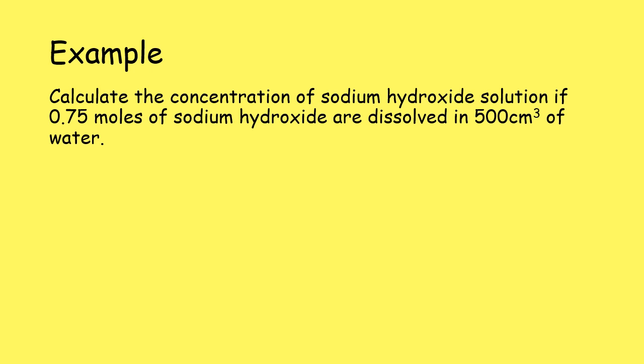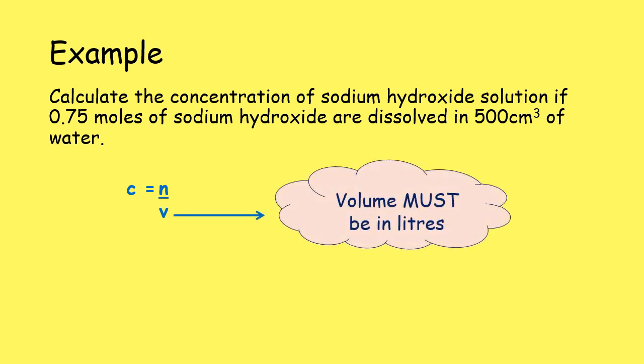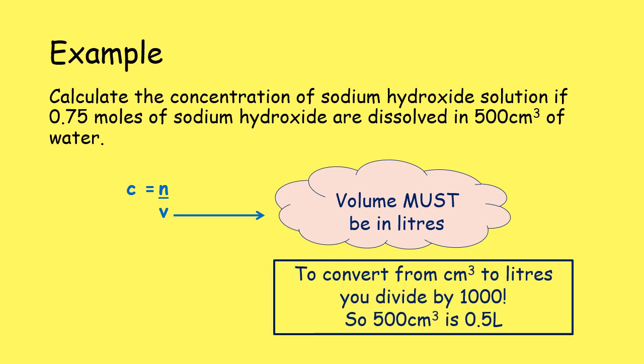Calculate the concentration of a solution of sodium hydroxide if we have 0.75 moles of sodium hydroxide dissolved in 500 centimeters cubed of water. Now we're going to use our calculation C equals N over V, but the volume must be in litres. Now we've been told 500 centimeters cubed. To convert from centimeters cubed into litres, we divide by 1,000. So it's going to be 500 divided by 1,000, which gives us 0.5 litres.